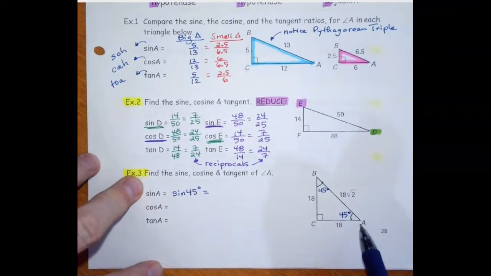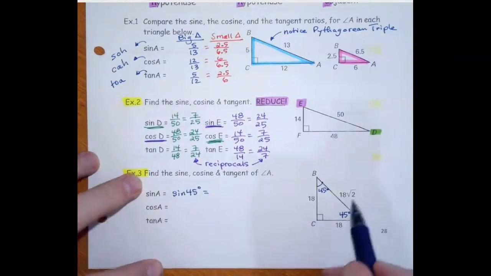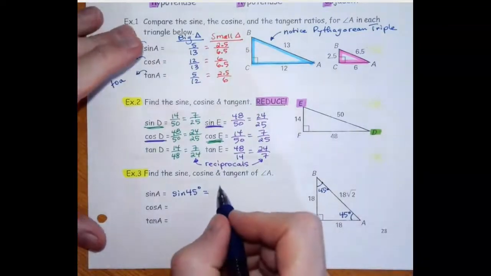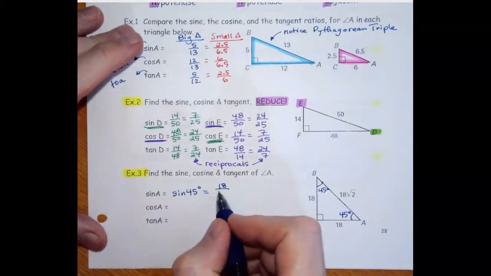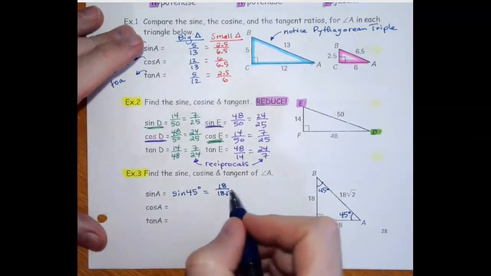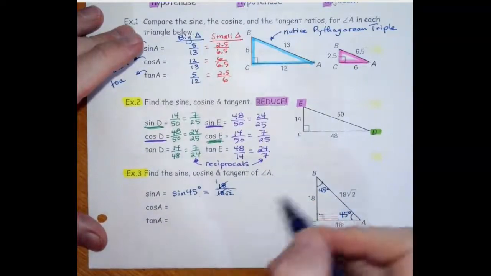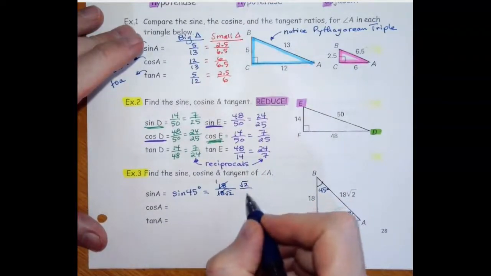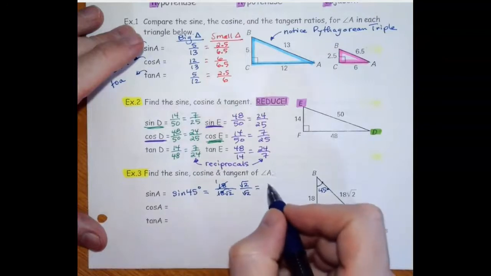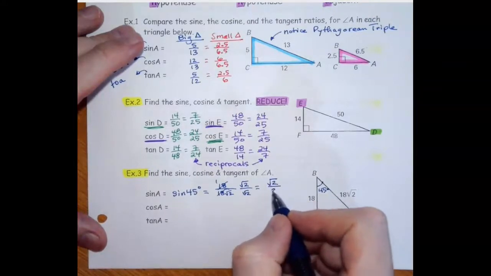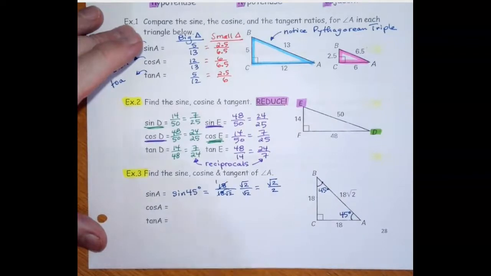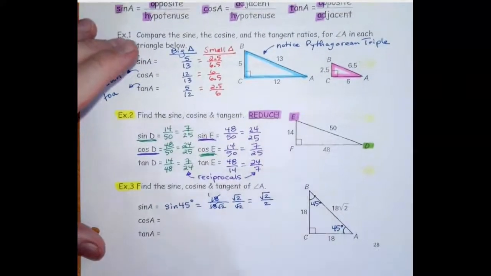So if we look at the sine of angle A, what we're really asking is what's the sine of 45 degrees, because A is 45 degrees. Sine is opposite over hypotenuse. So that would be 18 over 18 root 2. So that's going to reduce to 1 over root 2, and then we would rationalize the denominator, which we've talked about before. So that's going to be root 2 over 2. So we could just memorize that. The sine of 45 degrees is root 2 over 2. Now that's not going to be a big deal in our class, but it will be later on.